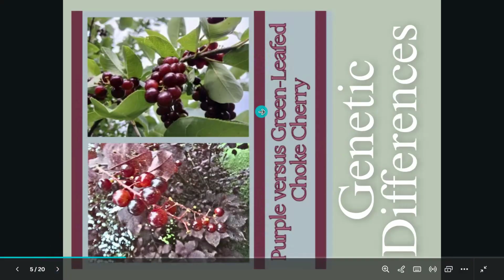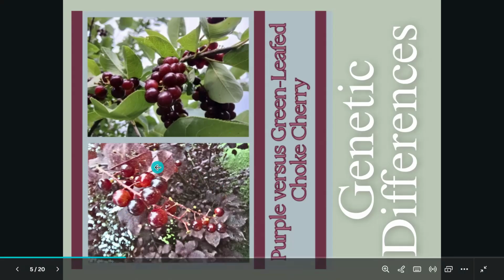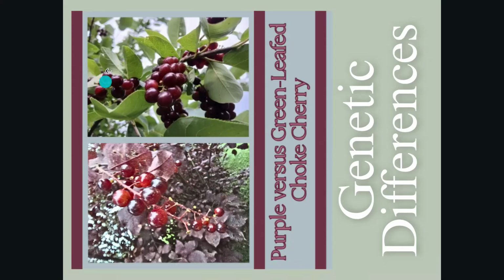These are actually both choke cherries, so there are a lot of similarities here, but there is a marked genetic difference, and that is the color of leaf. So you've got the purple back here, you can see in the background, and then we've got the green. So even if they are the same, you are going to find those genetic differences.